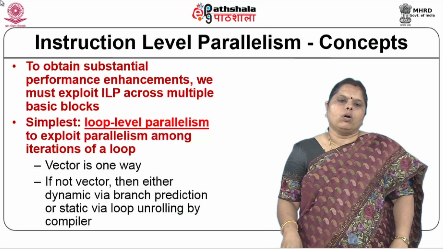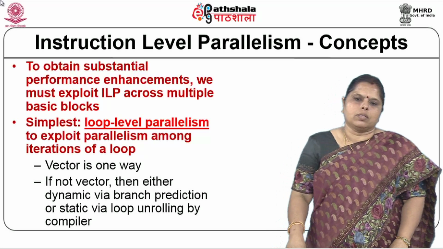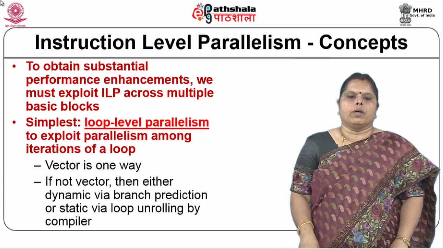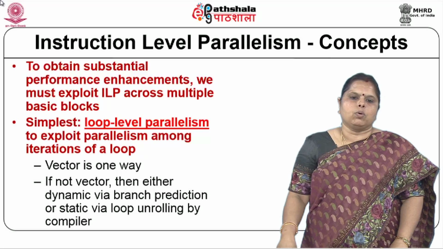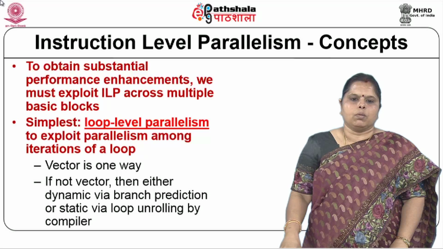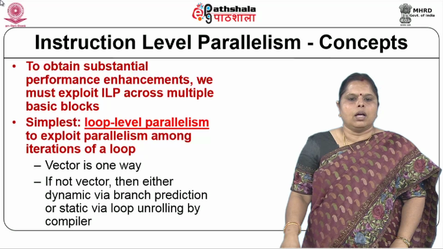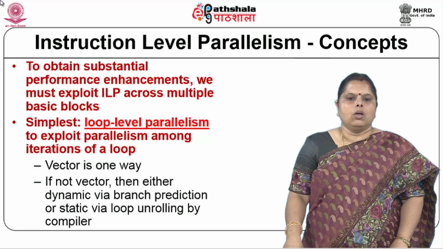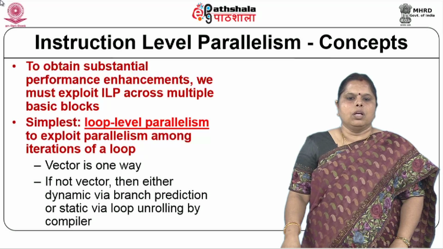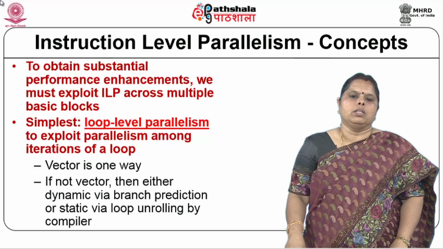So try to look at loops which are independent of each other and try to exploit the loop level parallelism there. Now in order to exploit loop level parallelism, one architecture that is normally used is a vector architecture and vector processors. We will discuss vector processors in a later module. Now if we are not going to use vector processors, then we will either have to look at dynamic branch prediction, or static branch prediction if it is a compiler based approach, and try to unroll the loop based on the prediction that is offered by these predictors.